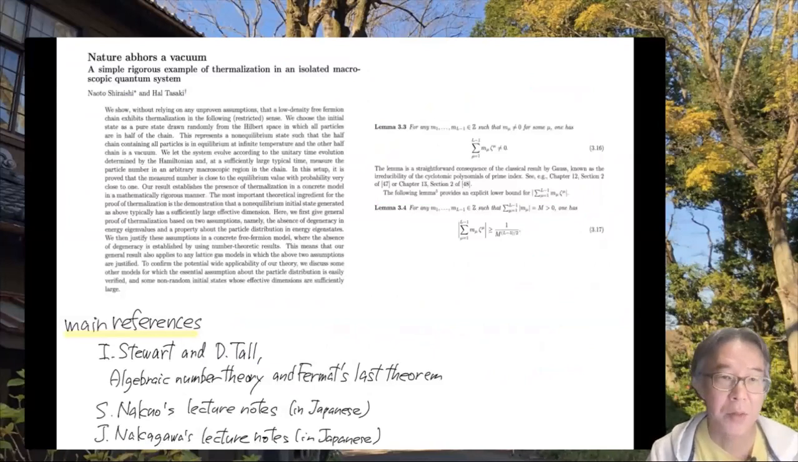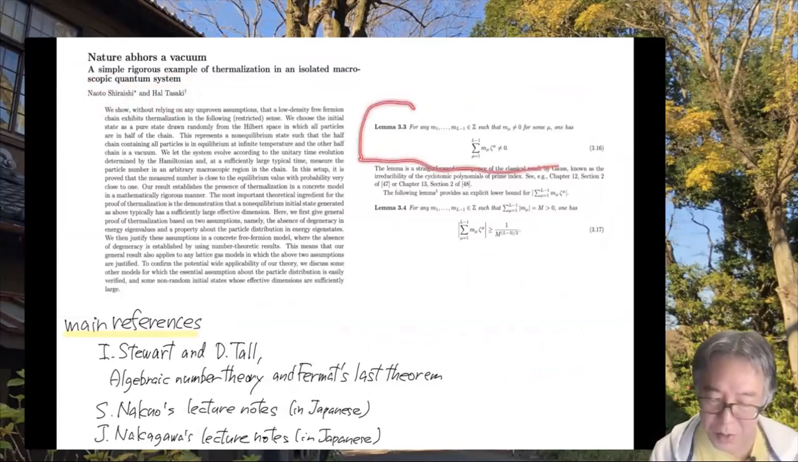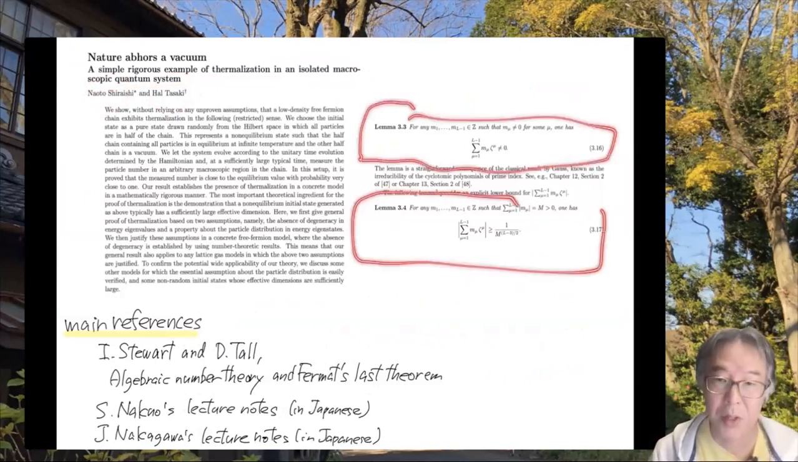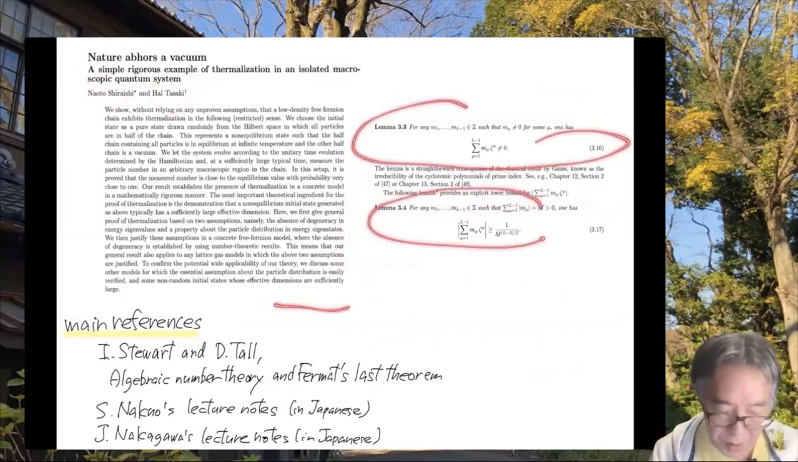So here's the background. Very recently, my friend Naoto Shiraishi and I wrote a paper on a simple rigorous example of thermalization in an isolated macroscopic quantum system. I'm not going to discuss what this is, but in this paper, we made use of two number-theoretic statements, and we used them to discuss the spectrum of something called a free fermion chain. And anyway, they were very useful, and we completed this work.